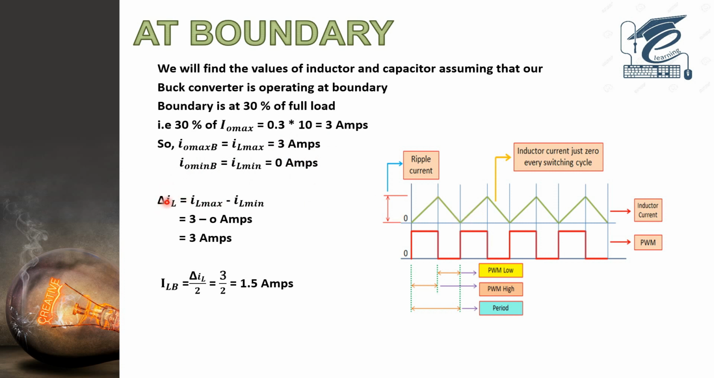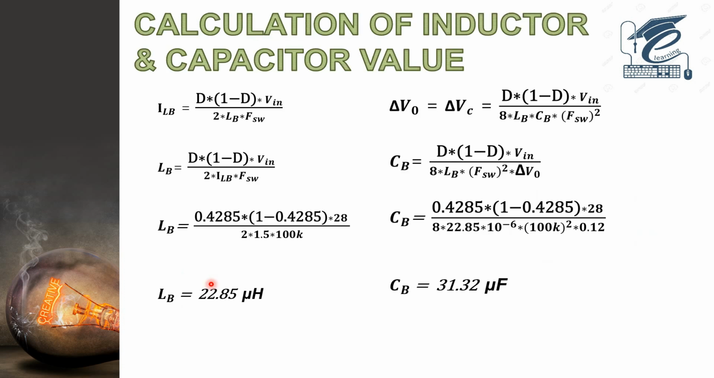So the current ripple will come out to be 3 minus 0 amps, that is 3 amps. The average value of the inductor current at boundary will come out to be 1.5 amperes using this formula, delta IL by 2. Now we will calculate the inductor and capacitor values. The inductor value can be calculated using this formula, and the capacitor value can be calculated using this formula.